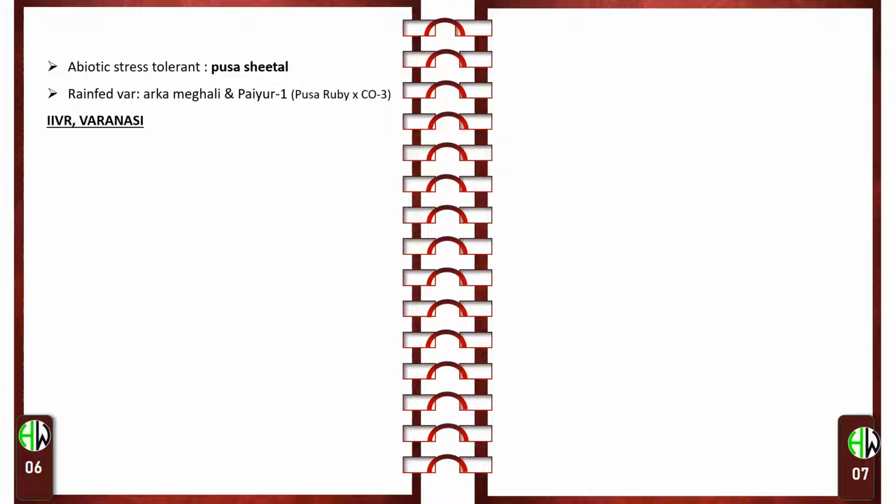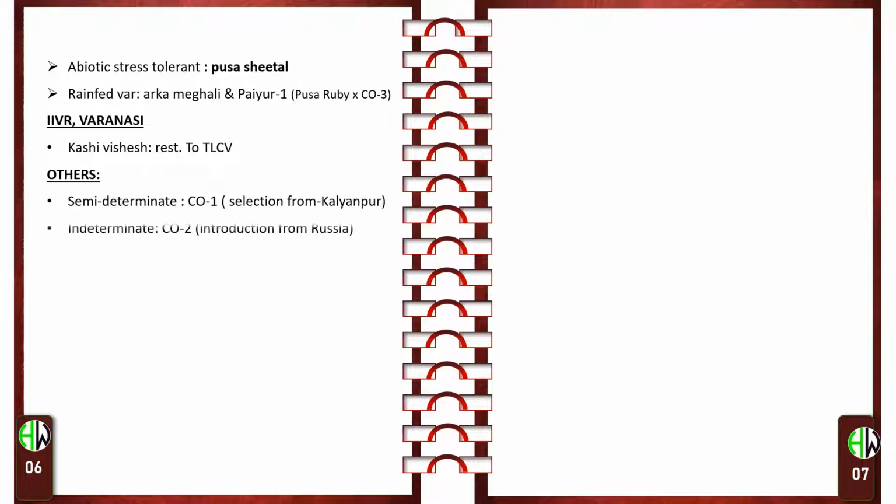Abiotic stress tolerant variety, Pusa Sheetal. Rain-fed varieties are Arka Meghali and Pant T 1. Kashi Vishesh is resistant to tomato leaf curl virus. Others are semi-determinate type, CO 1, selection from Kalyanpur. Indeterminate type CO 2, introduction from Russia.